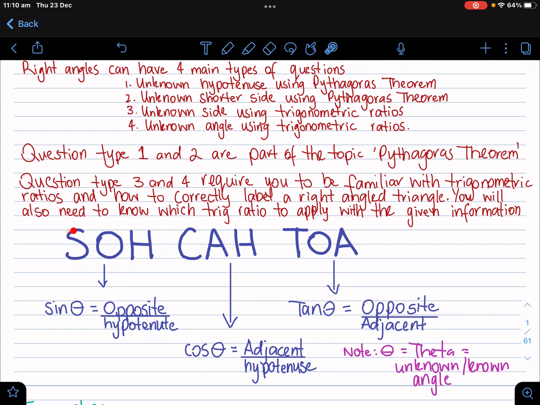Soh stands for sin theta, and theta being the unknown angle or known angle, depending on what the question is. Sin theta equals opposite over hypotenuse. The next one, cos theta equals adjacent over hypotenuse. And the last one, tan theta equals opposite over adjacent. Now, all of this may sound like gibberish to you right now, but as we go through step by step, it'll all start making sense. My advice is write Sohcahtoa in the back page where you have all your formulas and important notes.